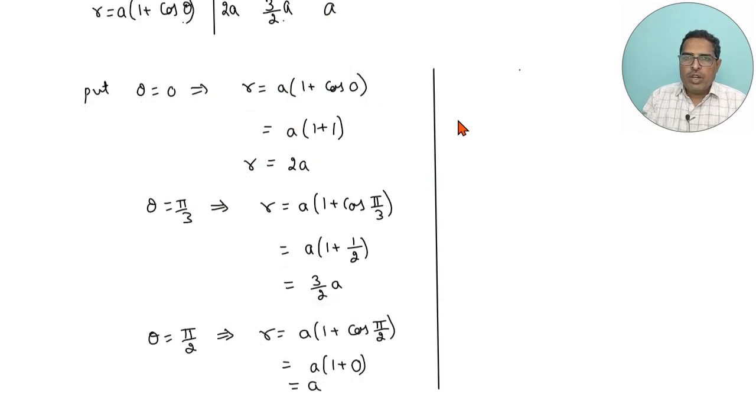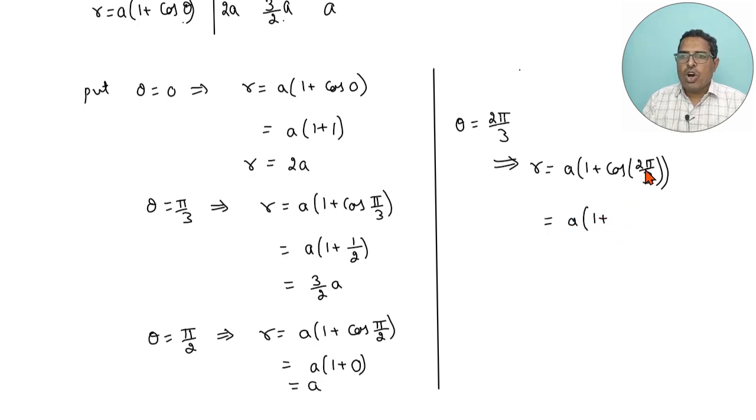Now, let us take the value of theta equal to 2 pi by 3. Therefore, the value of r will be equal to a into 1 plus cos of 2 pi by 3, which is cos of 120 degrees.